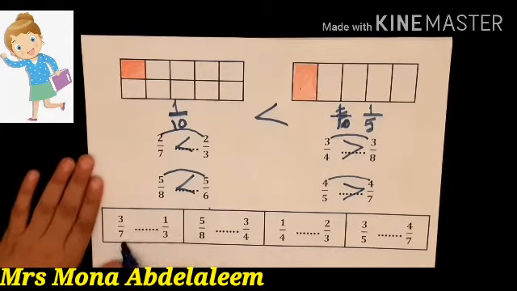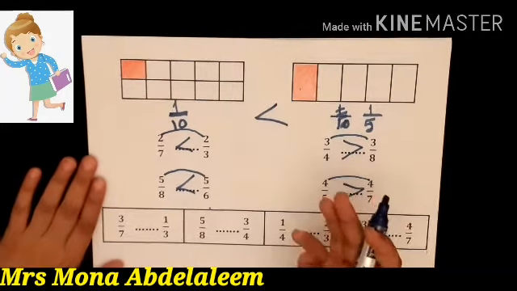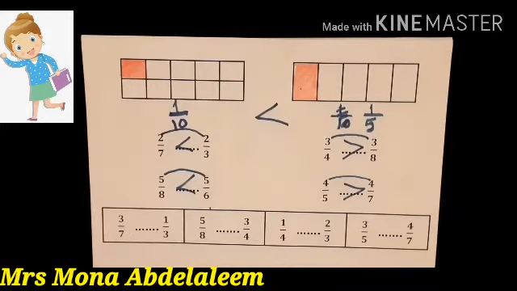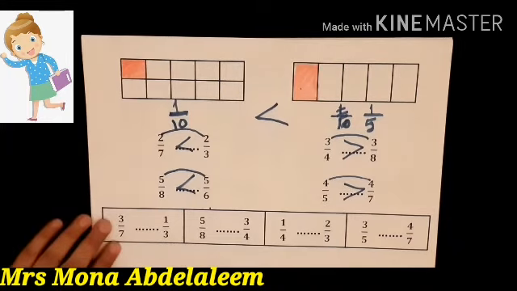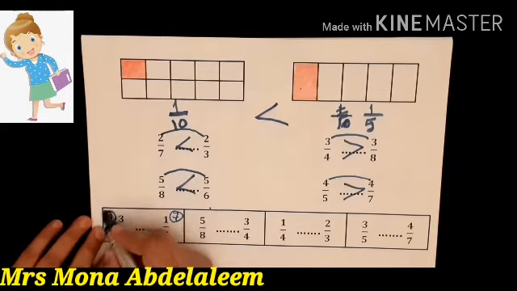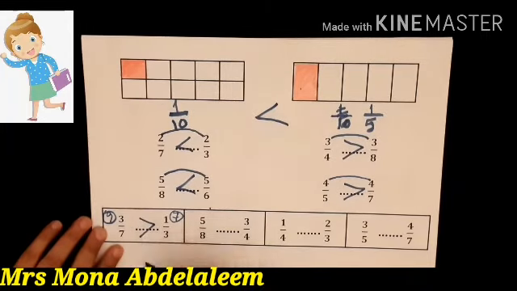Which is greater, 3 over 7 or 1 over 3? The numerators are different and the denominators are different. What can I do? I have two methods to solve this problem. The first method, make cross multiplication. From down to up, 7 multiply 1 equals 7. From down to up, 3 multiply 3, 9. Which is greater, 9 or 7? 9. So 3 over 7 is greater than 1 over 3.